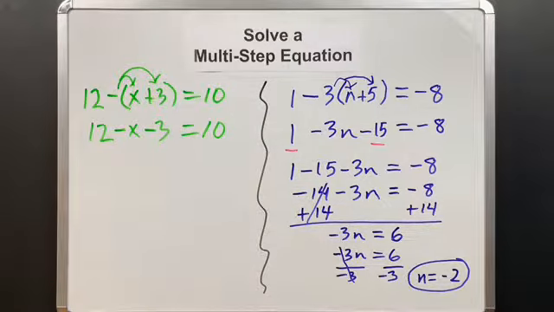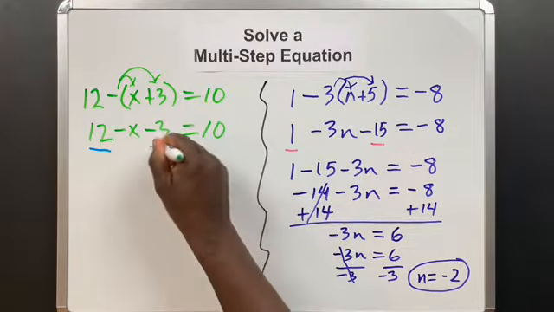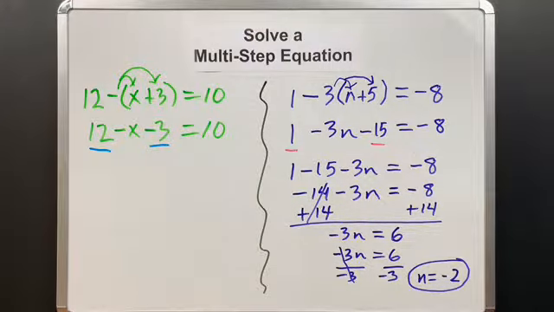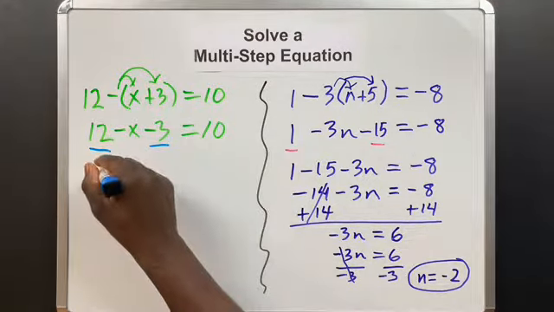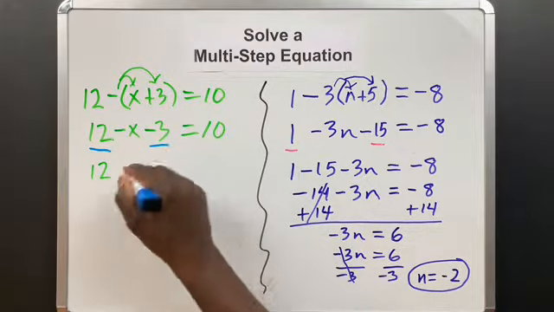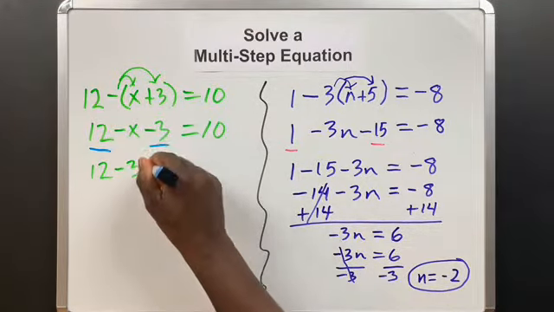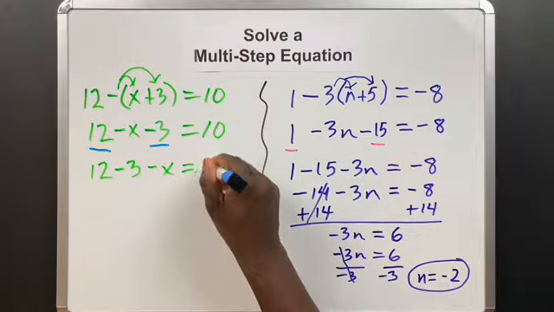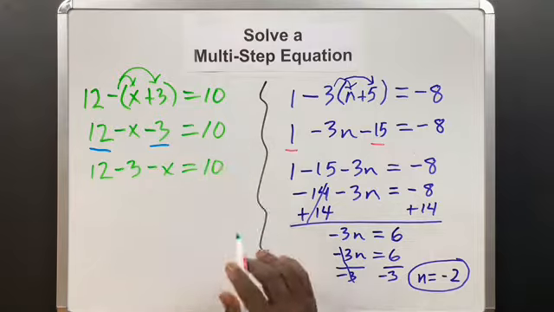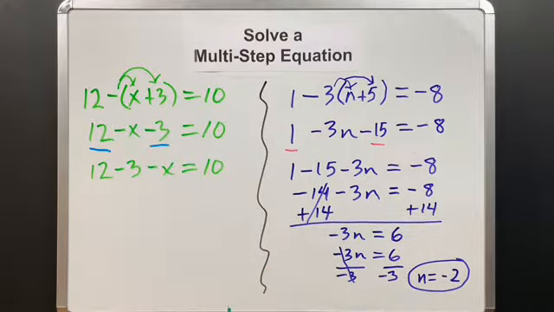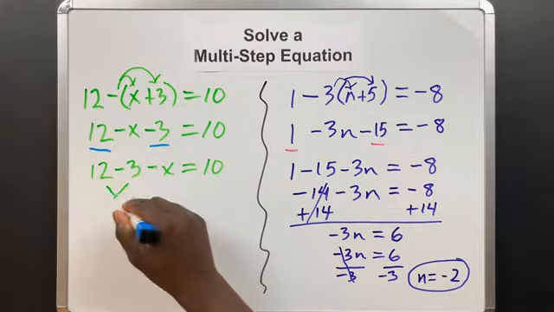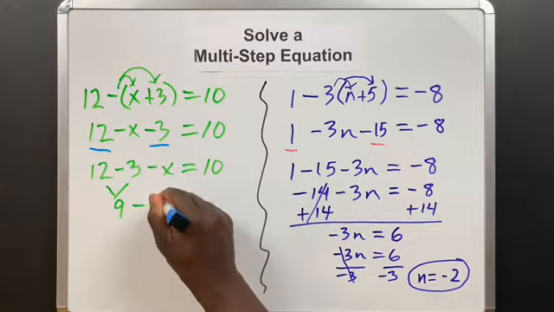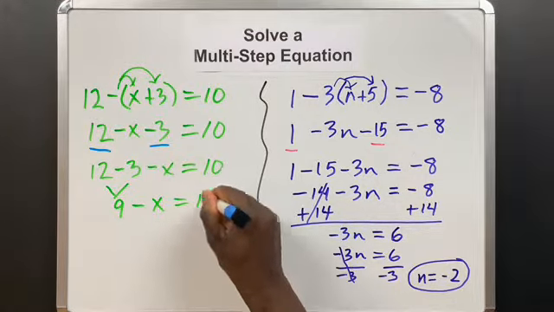All right. So we have some like terms here, 12 and negative 3. So let's go ahead and group those terms, those constants together. Rewriting this equation, we have 12 minus 3 minus x equals 10. Do you have to do this? No, but I think it's a great step in practicing grouping like terms. Now, we have 12 minus 3, which gives us 9 minus x equals 10.